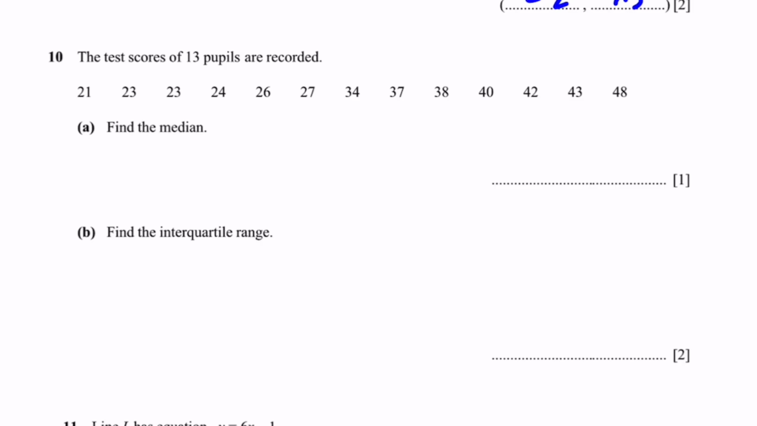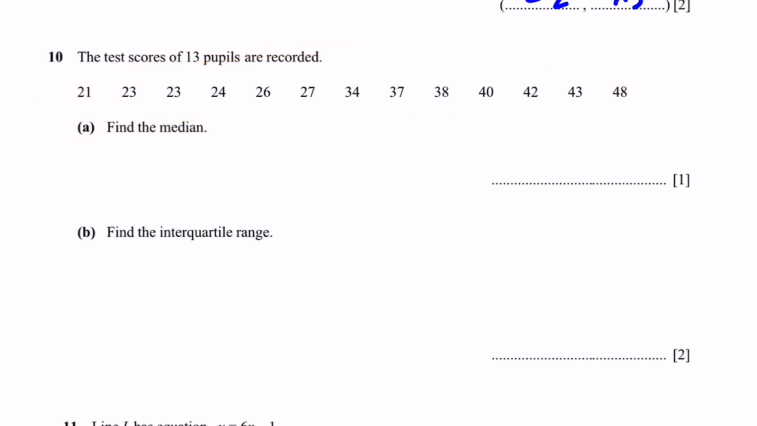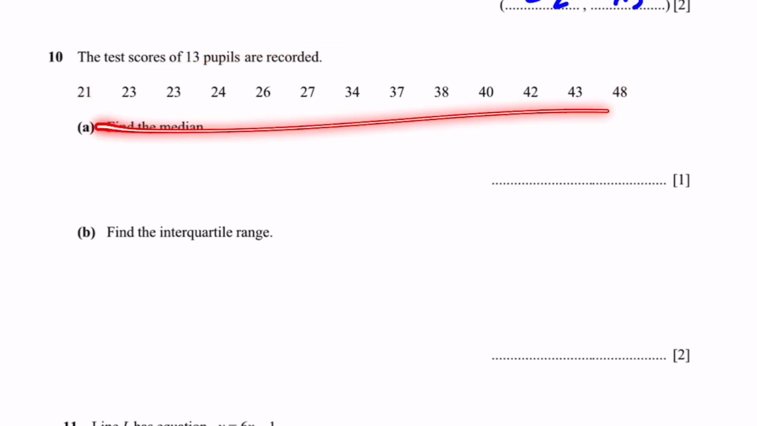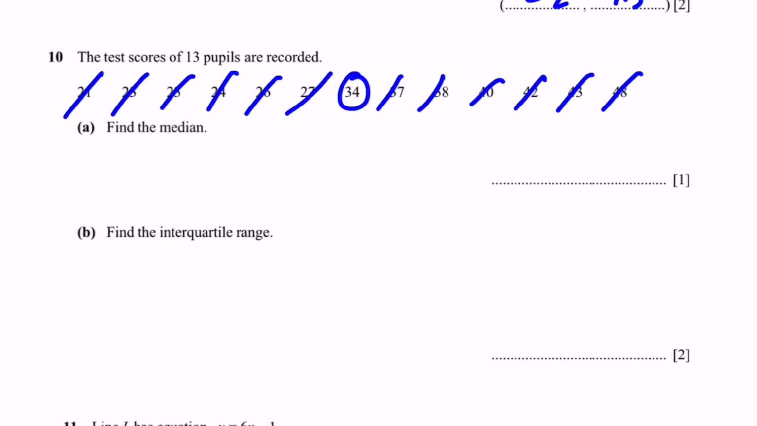Question 10. The test scores of 13 pupils are recorded. We have the values here. A. Find the median. Notice that these are already in ascending order, so the median will just be the middle value. The easiest way to find this without making mistakes is just cancel from the front and back. So one from the front, one from the back, and keep doing that until we get to the middle. Over here, we have one value in the middle, so that's just the median, 34.